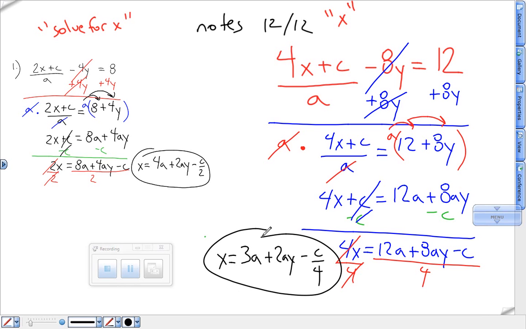So in that last one, you can see the first thing I did before I did any times or division, get rid of that 8y term by doing the opposite, which is adding. Next, once I added that with the 12, remember you can't add 12 and 8y, those are unlike terms, just write them next to each other.